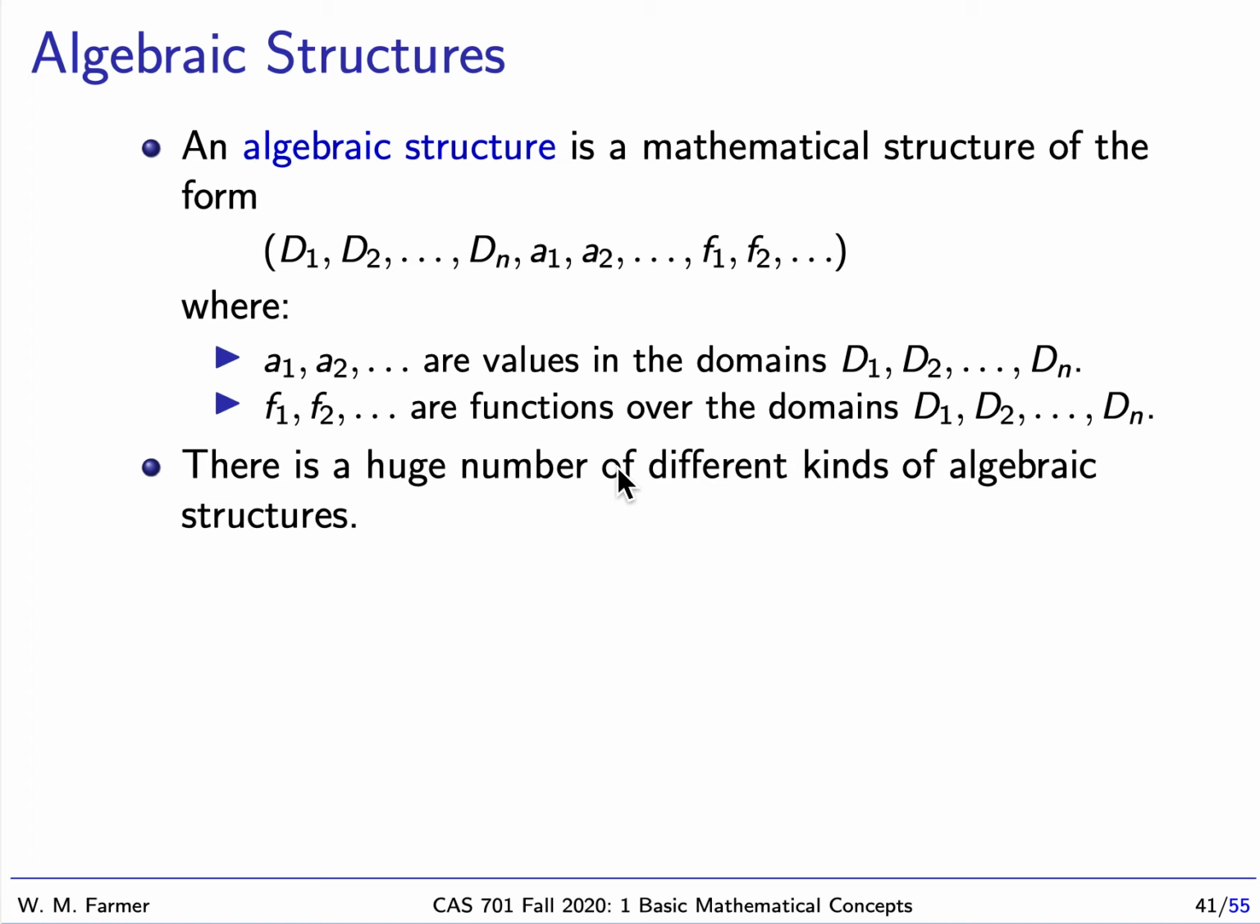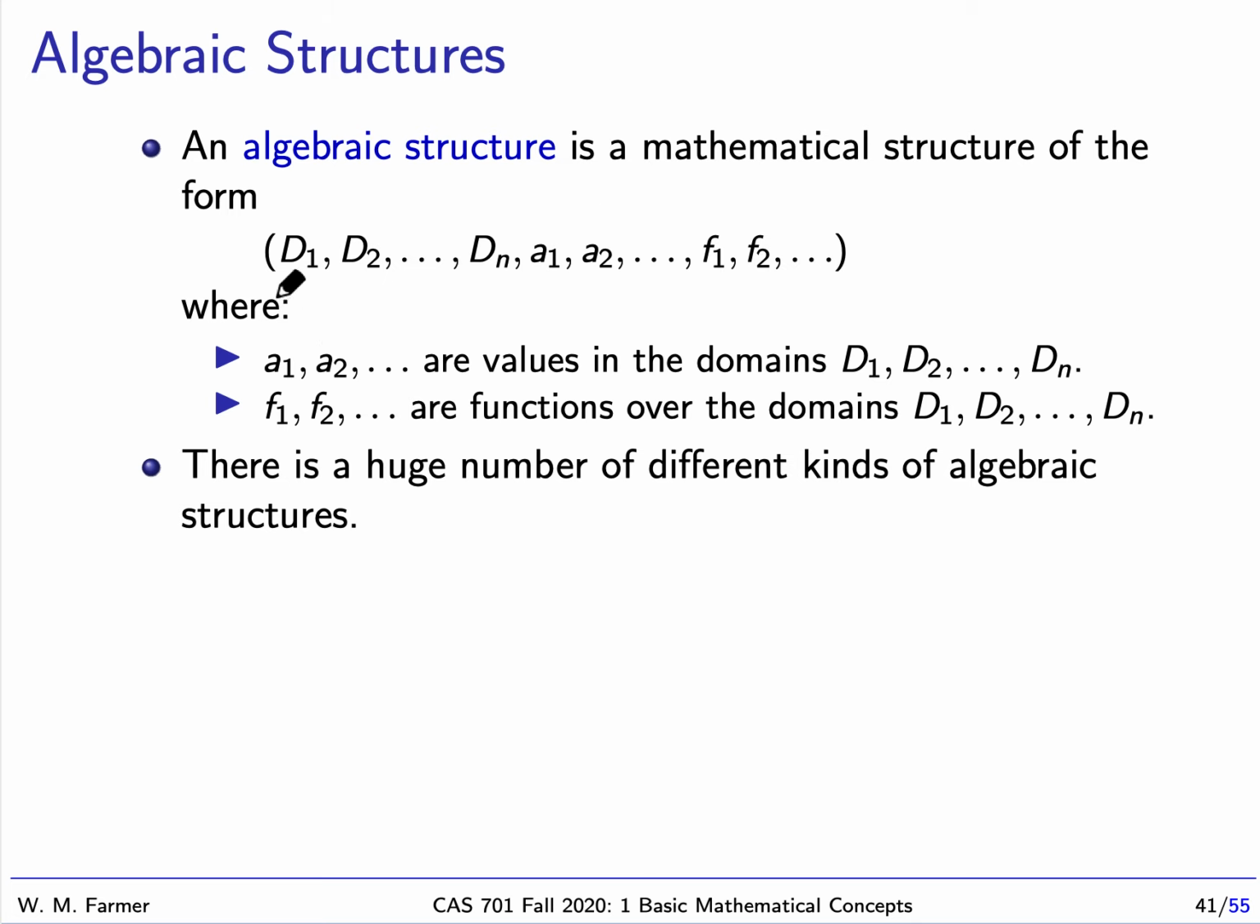Welcome back to McMaster University course, Computing and Software 701, Discrete Logic and Discrete Mathematics. We're continuing with the topic of basic mathematical concepts. Today we're going to talk about algebraic structures, Boolean algebras, and lattices. So an algebraic structure is a very common kind of mathematical structure that has a very particular form.